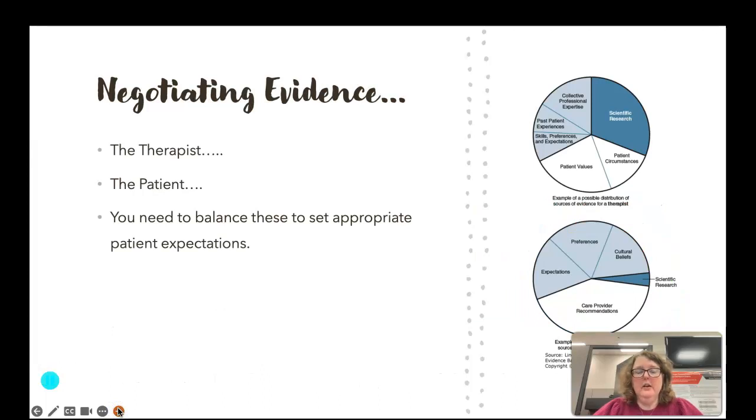What you should hear then is evidence is negotiated. Evidence is negotiated between the therapist and the patient, and you have to balance what your desired treatment is with the patient values, expectations, circumstances, your skills, your experiences with patients, and your expertise with the scientific research in order to make an informed decision.